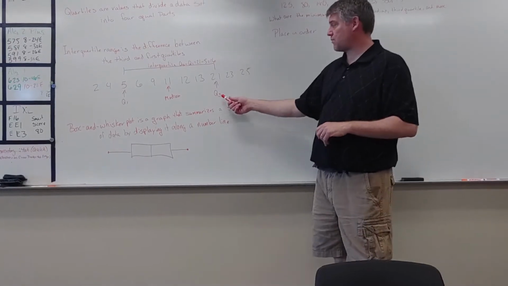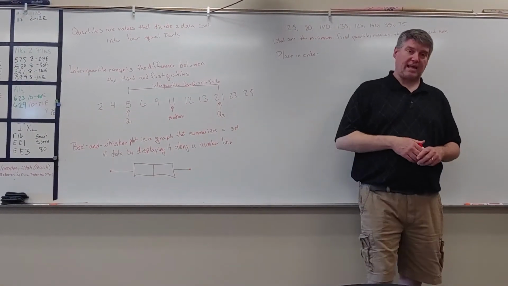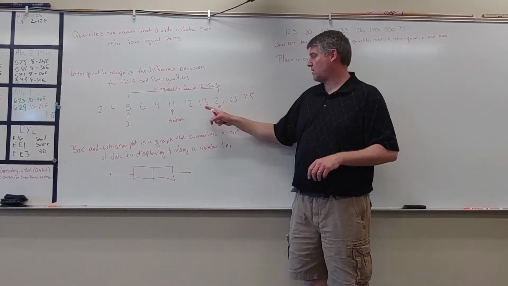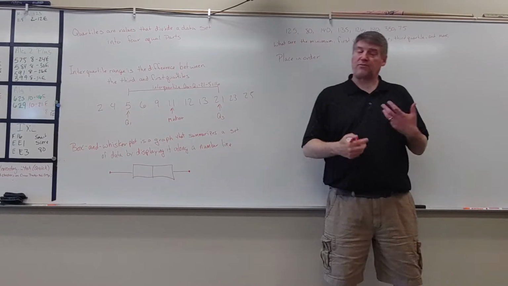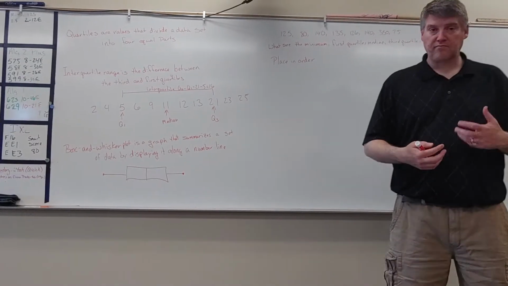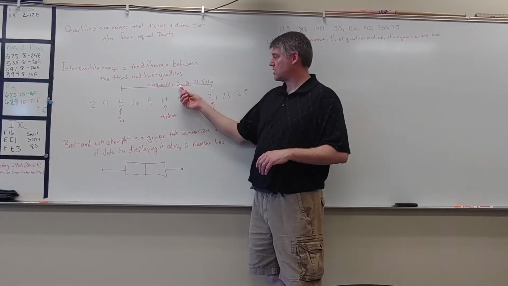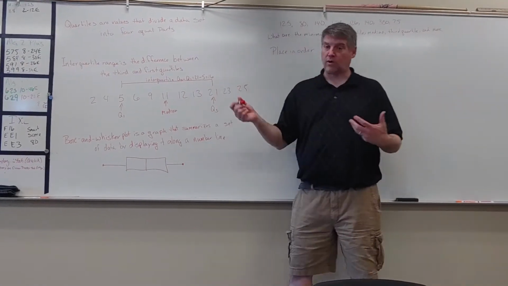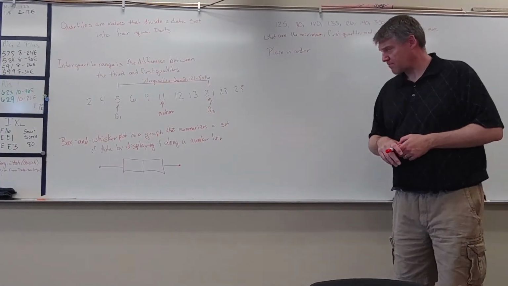Now for quartile 3, I'm going to find the median of the upper half of the data: 12, 13, 21, 23, 25. So my quartile 3 is going to be 21. Now my interquartile range is the difference between these values, so quartile 3 minus quartile 1, or 21 minus 5, which is 16.